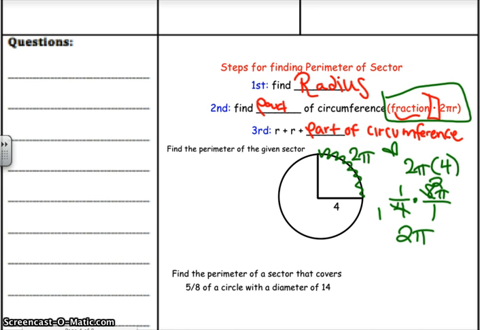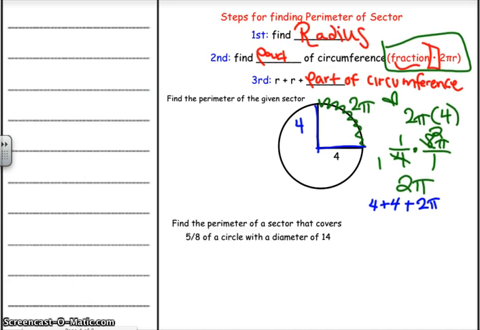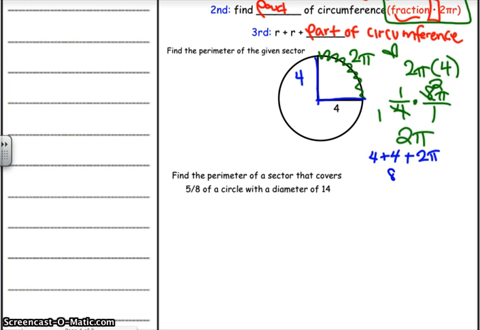Now I have to find the whole thing. So radius plus radius, so what is that? 4 plus 4 plus part of my circumference: 8 plus 2 pi. And leave it like that. I leave it exact for this one. Technically, it's just like having an equation. Pretend pi is a variable. Tomorrow, your homework will have it look like 2 pi plus 8. You put that term first. Same thing, but it just looks better.